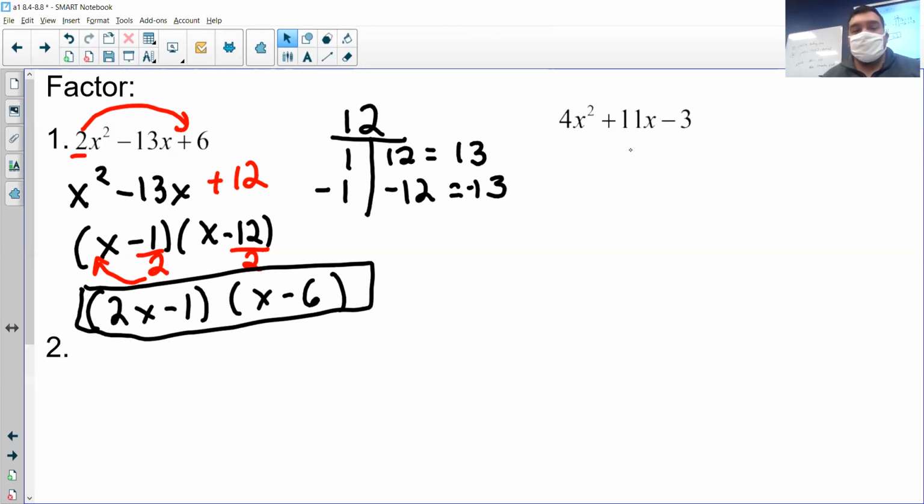It is 3x to the second. Oh, wait, you divide by the original, which is 4. Don't forget the slide. Divide by what? What did you get? 4x minus 1, and then x plus 3.